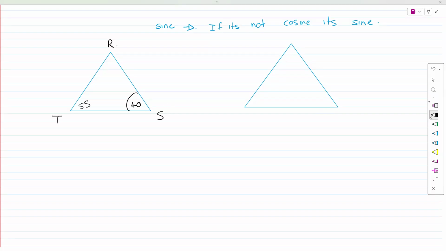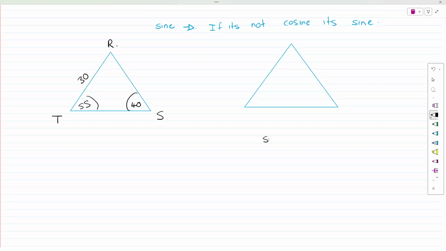The fact that I got two angles and I got a number on this side. If it is not, you can see this is not, automatically this is not cosine because I don't have three sides and I don't have an included angle. So automatically it's sine.